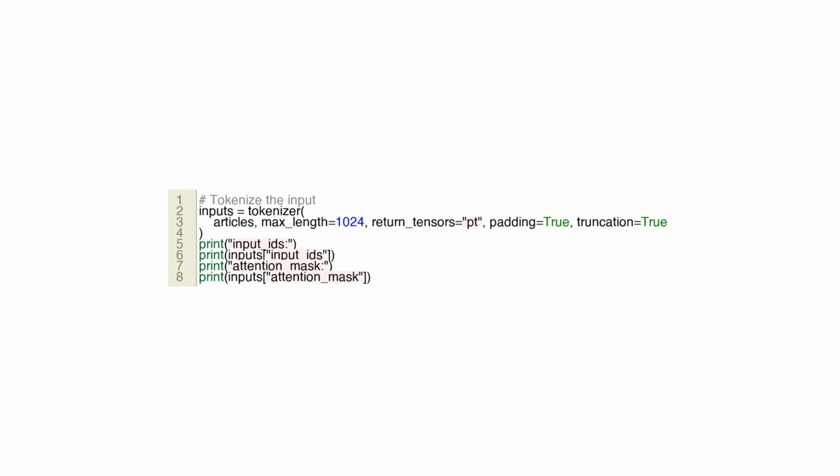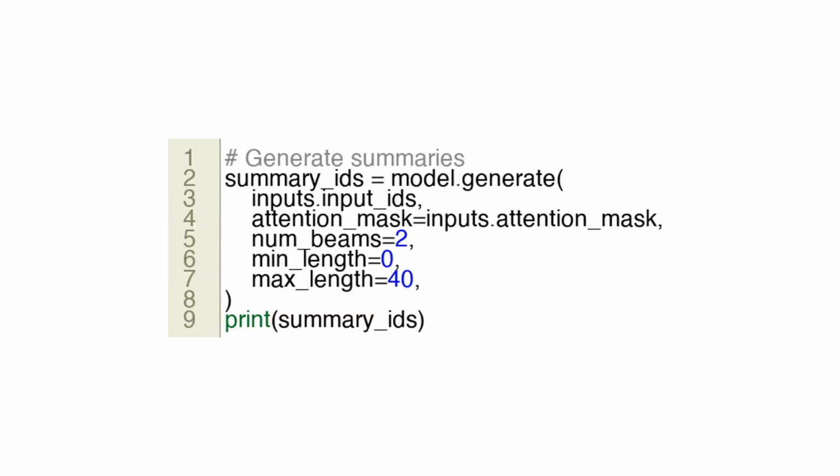The third line prints out the input IDs, which are the numerical representation of the tokens. This is useful because LLMs require the input to be in numerical form. The fourth line prints out the attention mask, which indicates which tokens are important for the model to pay attention to and which ones can be ignored. Overall, this code snippet performs the necessary pre-processing steps needed to prepare the input data for use in LLMs with Hugging Face.